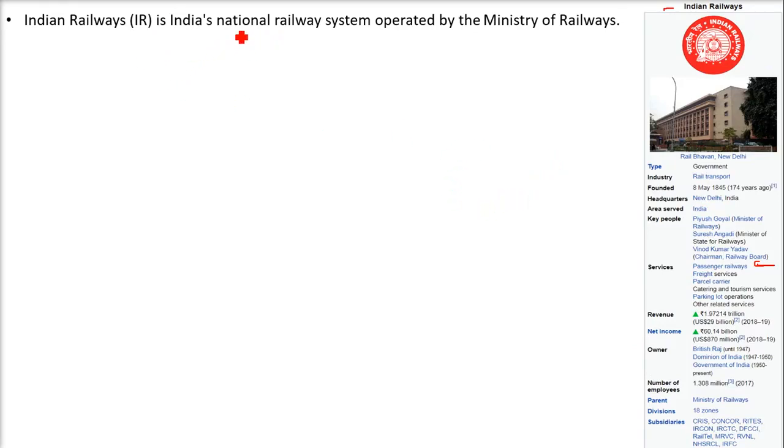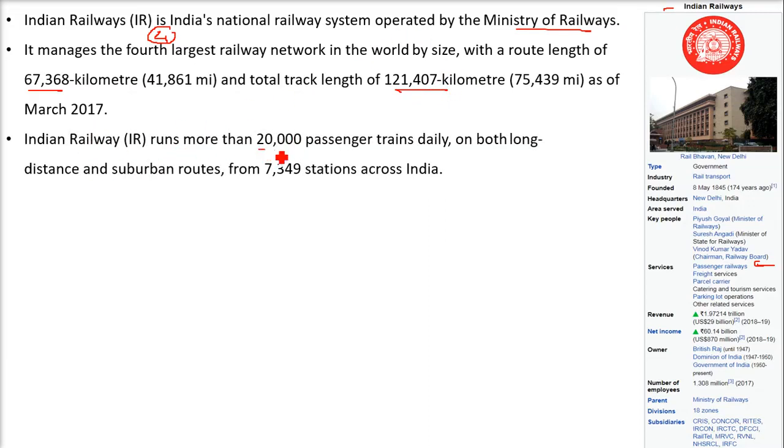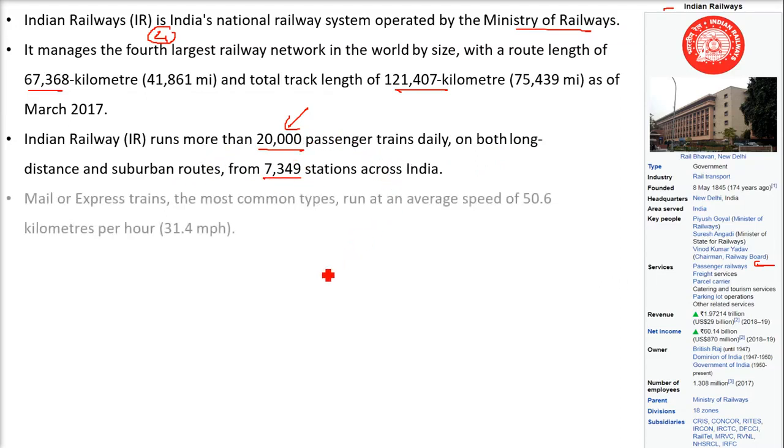So Indian Railway is India's national railway system operated by the Ministry of Railways, Railway Mantralaya. We are the 4th largest network in the world by size. The route length is 67,368 kilometers. The total track length is 1,21,407 kilometers. And Indian Railway runs more than 20,000 passenger trains daily, both on long distance and suburban routes. And there are 7349 stations across India.